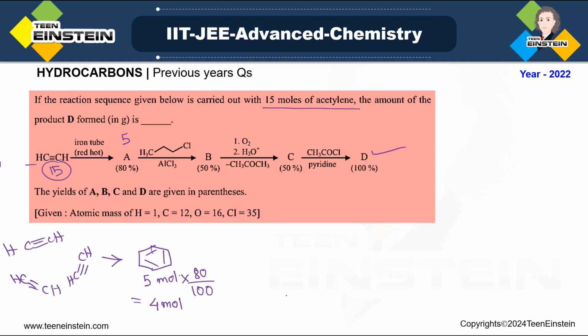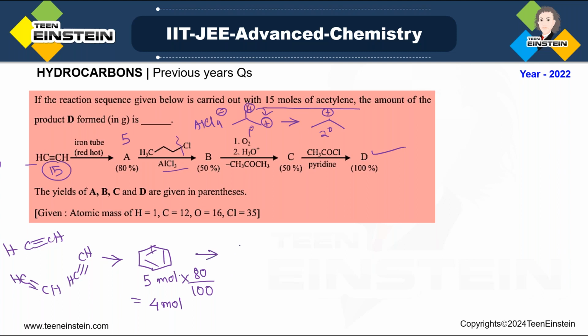Now if it is 4 mole, the next reaction is CH3CH2CH2Cl in presence of Lewis acid AlCl3. Now this is Friedel-Crafts alkylation. In presence of Lewis acid, the C-Cl bond will be removed and there will be AlCl4 minus. But what is the fate of this carbon chain? There will be formation of a positive charge like this. But this is a 1 degree carbocation, so there will be rearrangement. This hydrogen will shift here and you will get the positive charge here. This is 2 degree, this is 1 degree. So this type of rearrangement will take place.